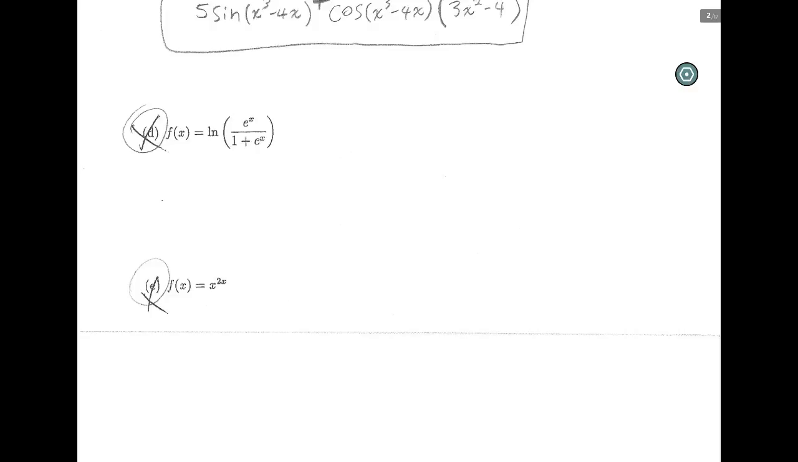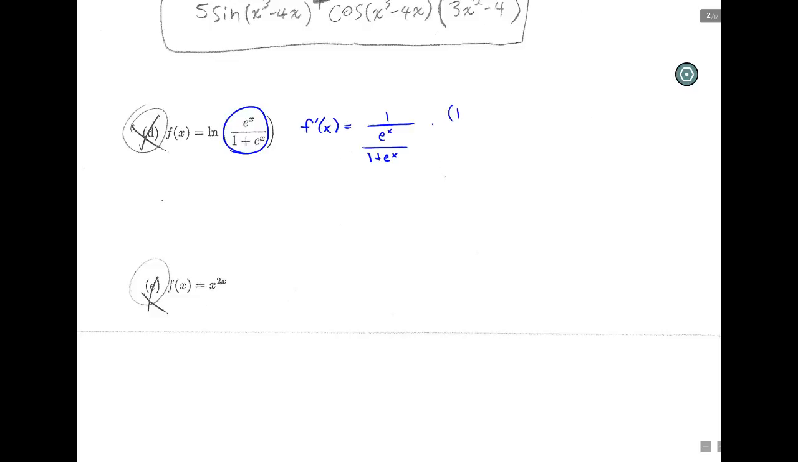Okay, so for part D, this is a chain rule. So basically what we want to do is take the derivative of the outside, so the derivative of ln. Well, the derivative of ln is 1 over this whole thing. So e to the x over 1 plus e to the x times, now we want to do the derivative of that quantity. So I'm going to do quotient rule.